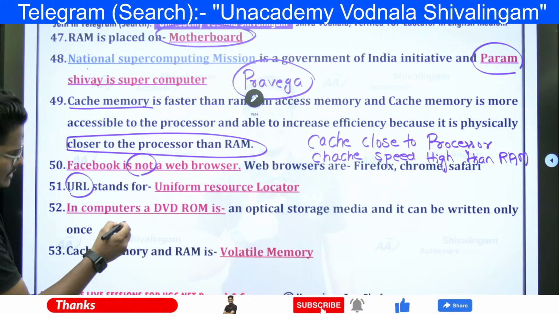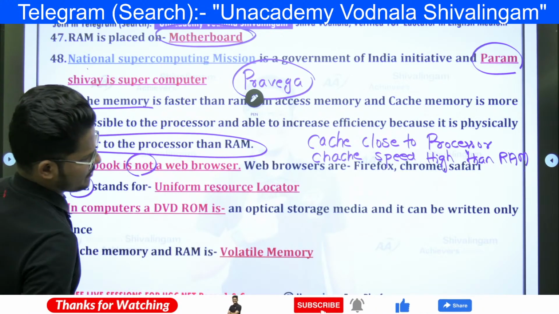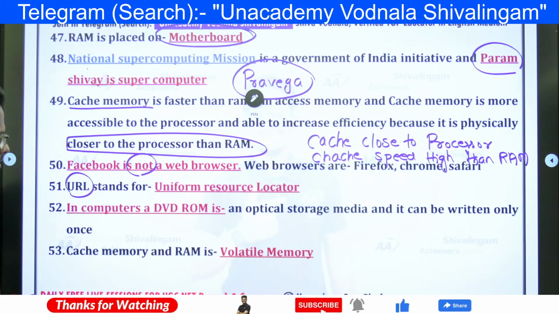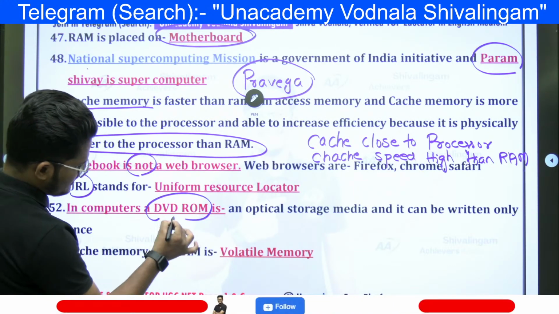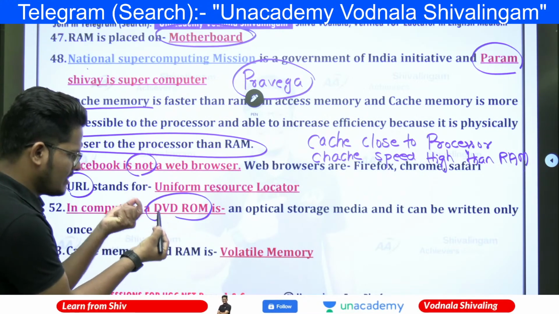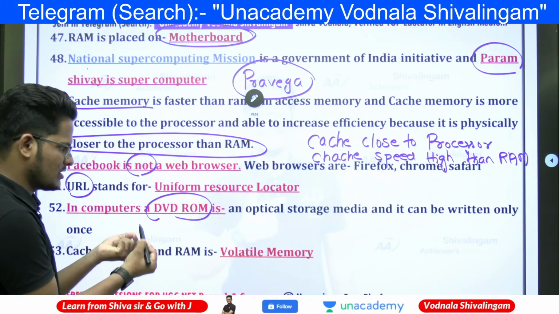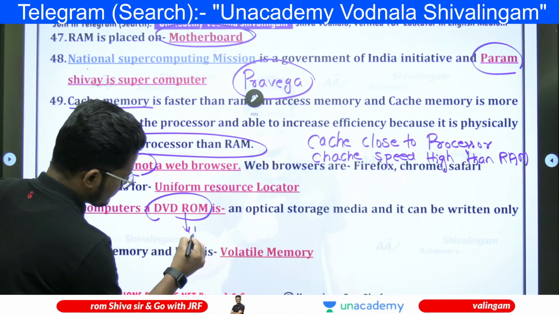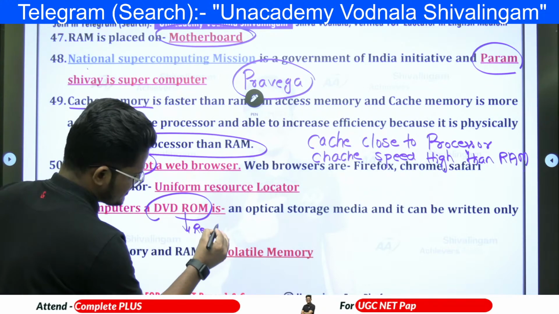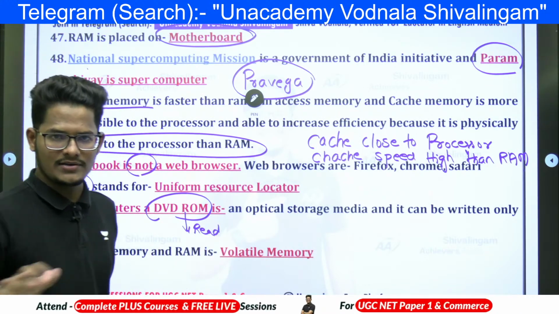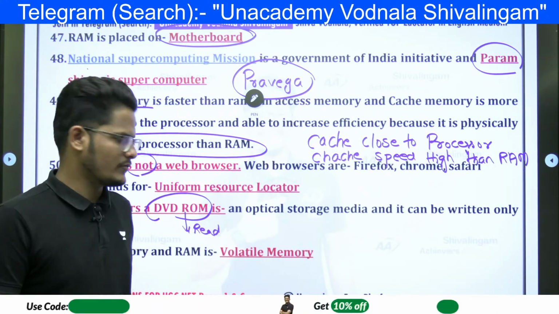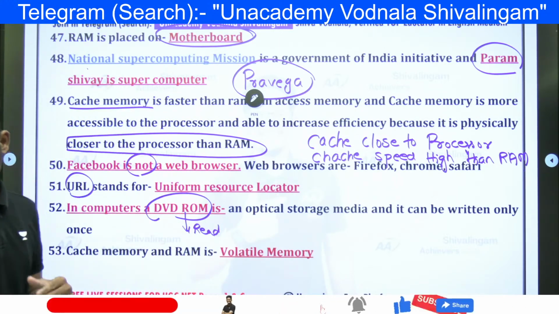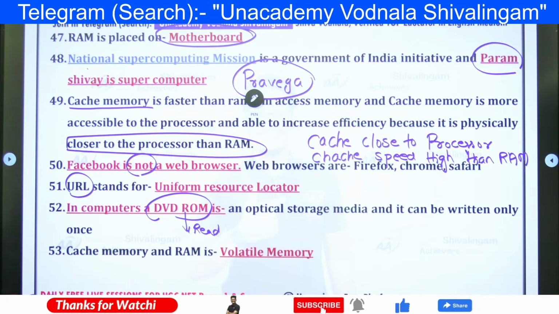In computers, a DVD-ROM is an optical storage medium and it can be written only once. DVD is digital versatile disk or digital video disk, and ROM is read-only memory. The name itself indicates read. Once written, you cannot erase or remove it. You cannot insert new data either. Once data is inserted, you can only view it; you cannot remove the data. That is not possible.